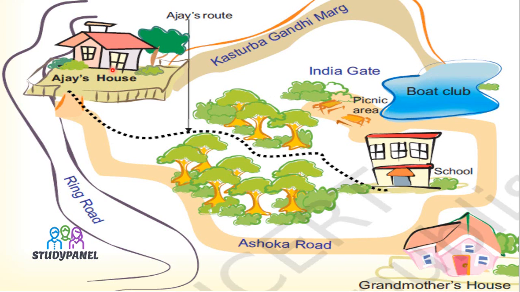You can see this is Ajay's house and this is a route by which Ajay is going to his school. This is Ashoka Road. This is Ajay's grandmother's house. This is Kasturba Gandhi Marg. This is boat club. This is school. This is picnic area, and this ring road is passing by Ajay's house. So let us move on to the questions and answers on the basis of this map.